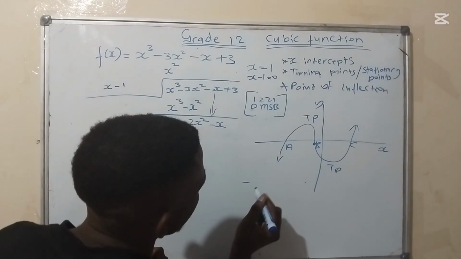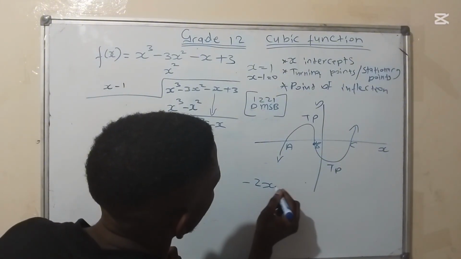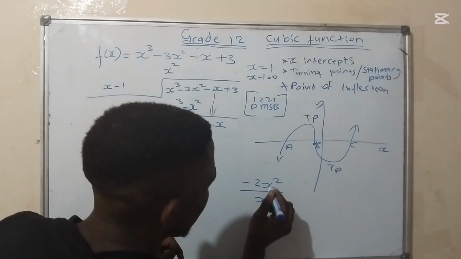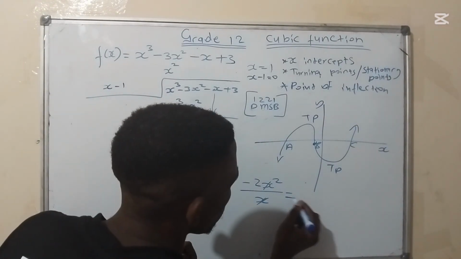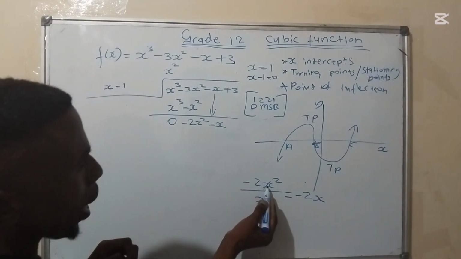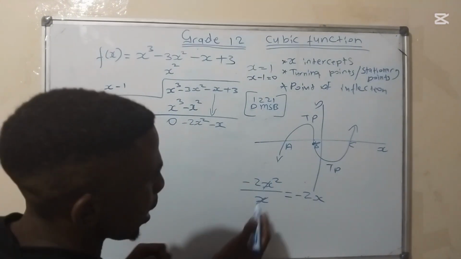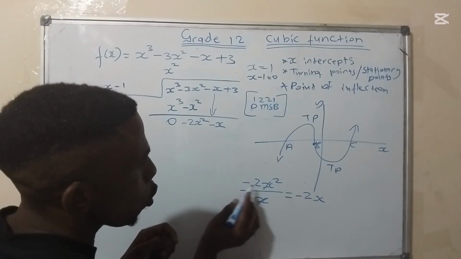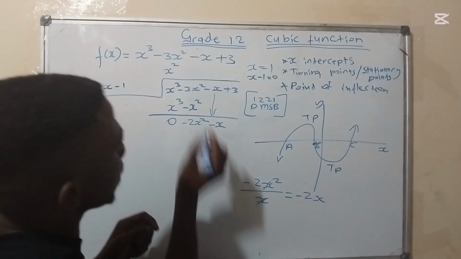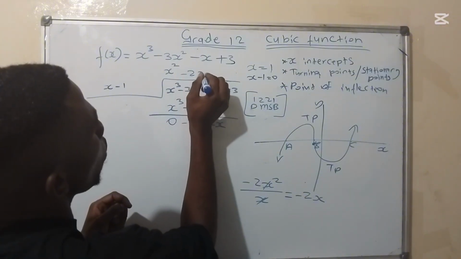So we have negative 2x squared divided by this x. This x will cancel with x, and we are going to be left with negative 2x, because here we have negative 2x squared divided by x. So we have minus 2x.